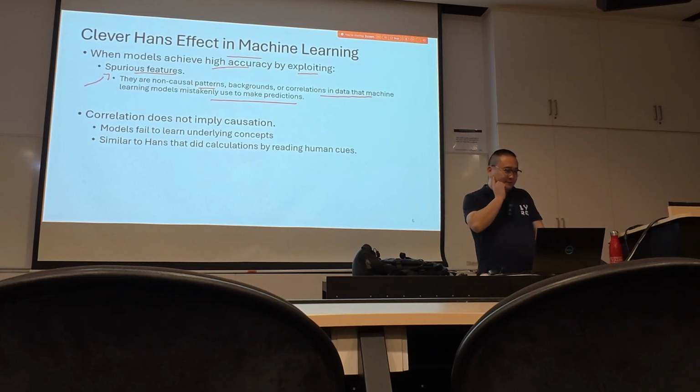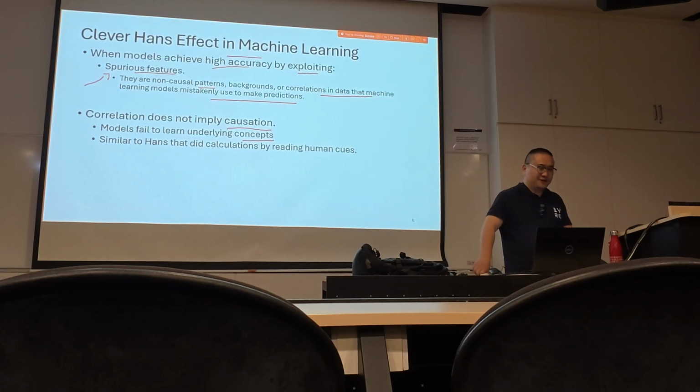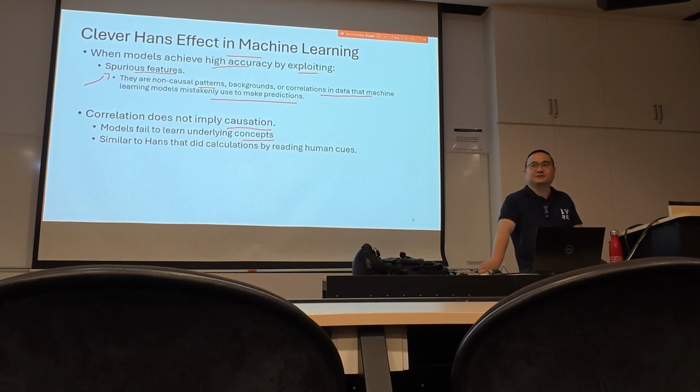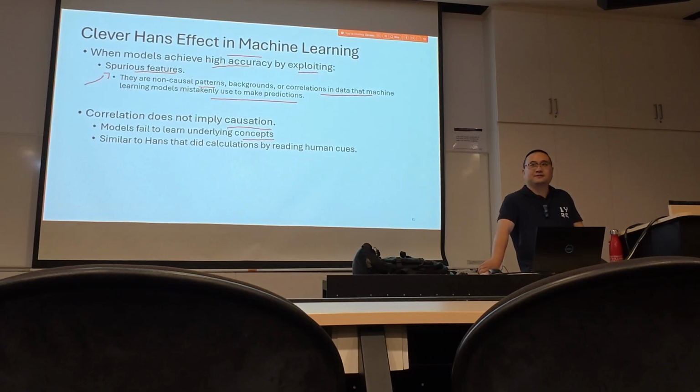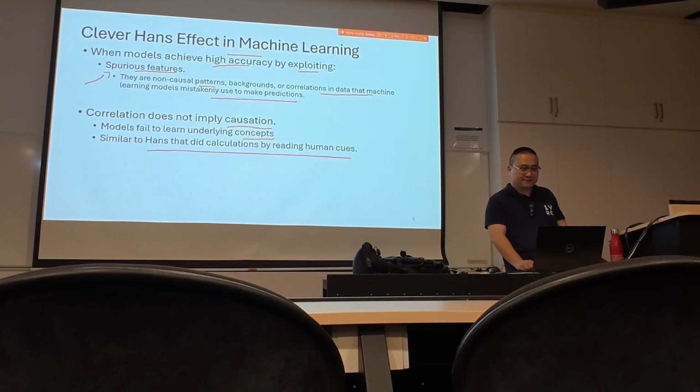And in statistics, a very well-known statement is that correlation does not imply causation. So in this setting, models fail to learn the underlying concepts. The model just cheats by learning the correlation between the data and the labels. Just as in the previous example, the model says, well, there's not enough light, then the image is a dog. Yeah, that can give you the correct prediction, but that's not the real reason for the classification. So this is just similar to Clever Hans, the horse that did the calculation by reading human expressions.